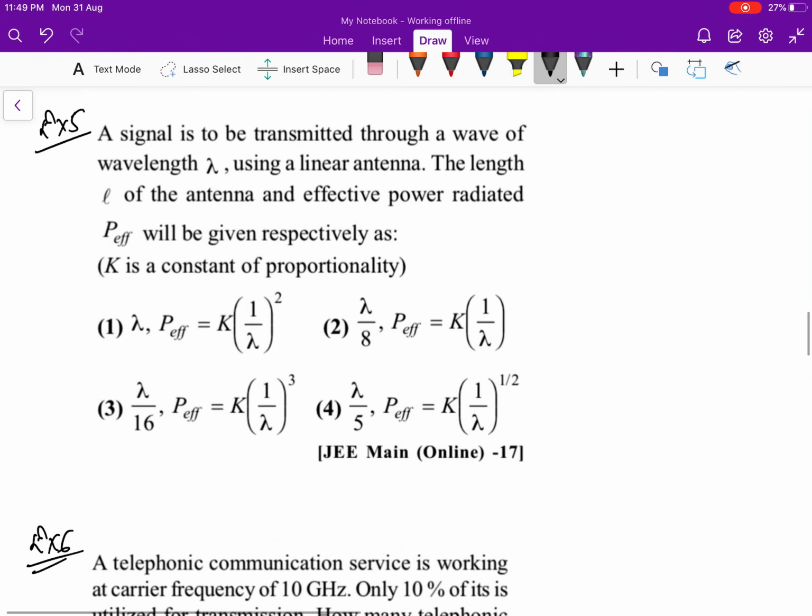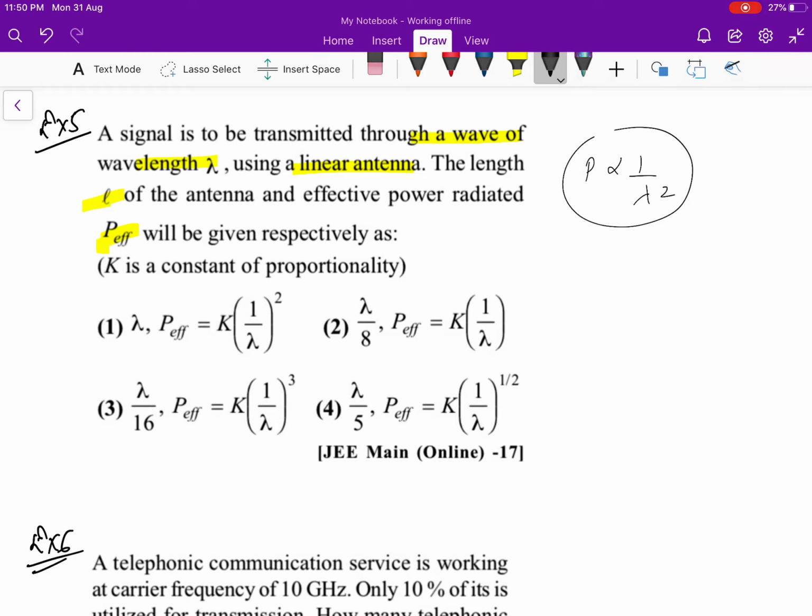Next, a signal is to be transmitted through a wave of wavelength lambda using a linear antenna. The length of the antenna and the effective power radiated will be given respectively by. So what do you know? Typically what you have, the minimum antenna length should be equal to lambda by 4, that is for sure. You need a minimum length of lambda by 4, and we say the power is inverse to lambda square. For a given length of antenna, lesser the wavelength, more power would be radiated. This is a fact that you should remember.